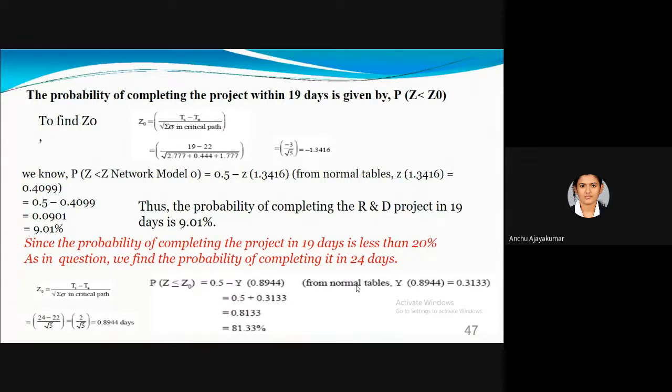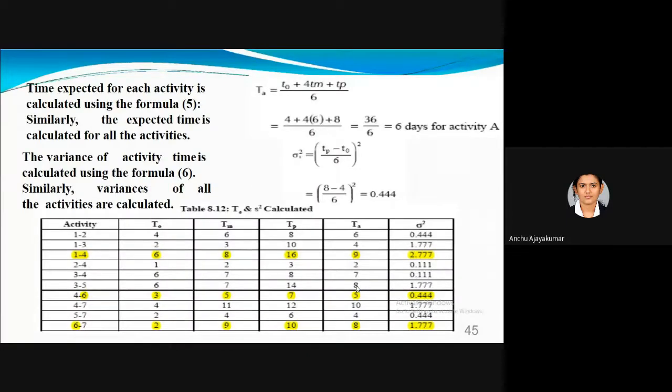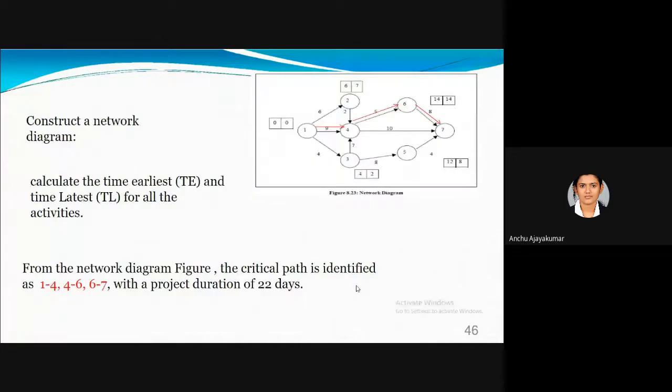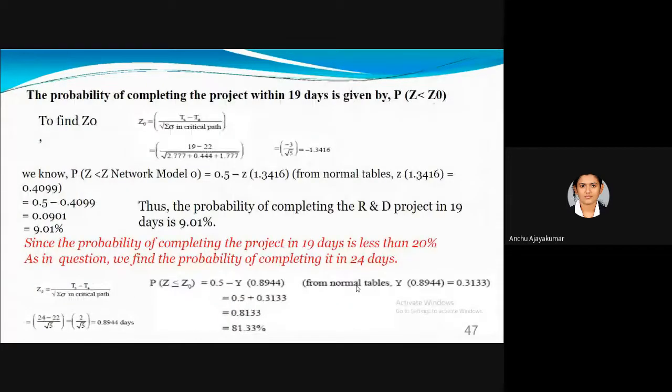So the critical activities are, as I have already mentioned, 1, 4, 6. The sum of sigma square, the variance of all the activities, will give you the probability. We are getting minus 1.3416. Okay, so we always have a 50-50 probability. So we have the normal chart.